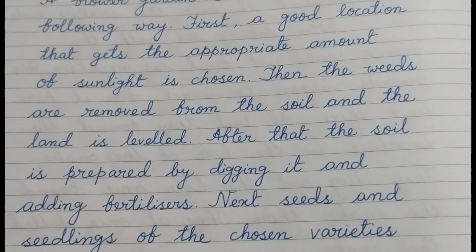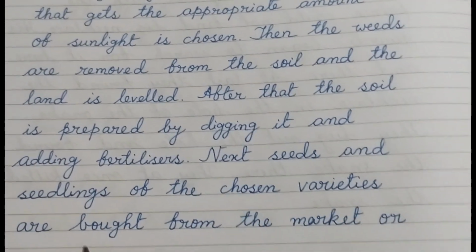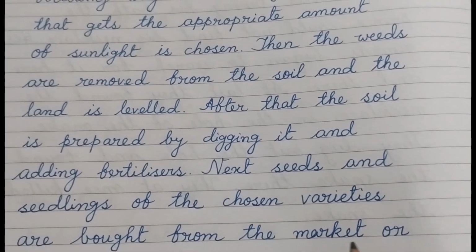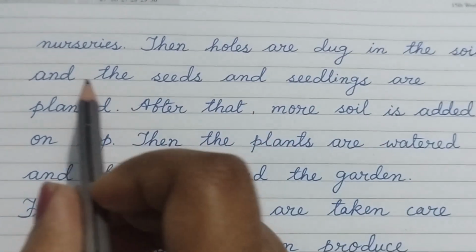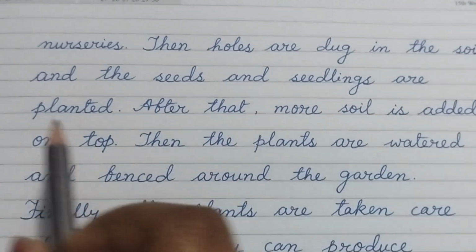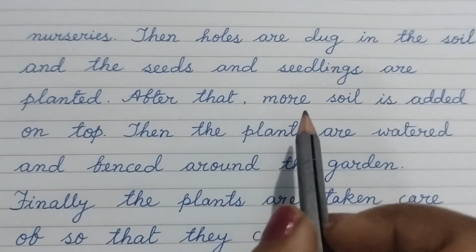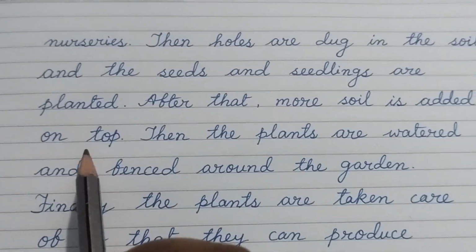Next, seeds and seedlings of the chosen varieties are bought from the market or nurseries. Then holes are dug in the soil and the seeds and seedlings are planted. After that, more soil is added on top.